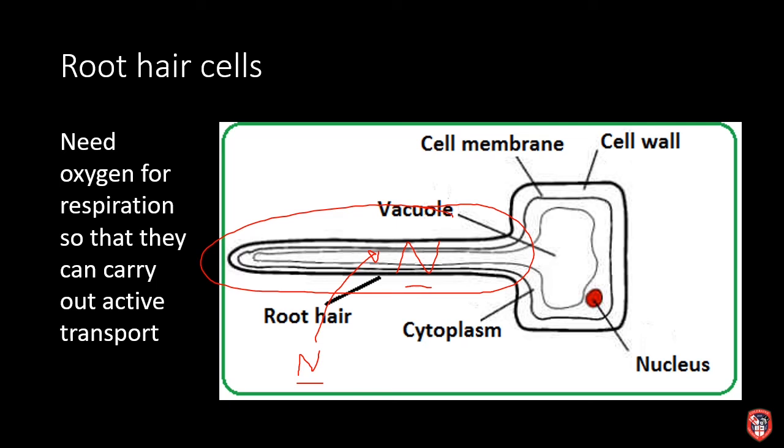Anytime energy is required, of course, we need to have respiration. If respiration is required, then of course we need oxygen as well. So basically, if the soil becomes waterlogged, then there's not enough oxygen in between the soil particles, and therefore this process will not take place. So we're saying root hair cells, what do they do? They need oxygen for respiration so they can carry out active transport. And active transport is the movement of substances from a low concentration to a high concentration against their concentration gradient.